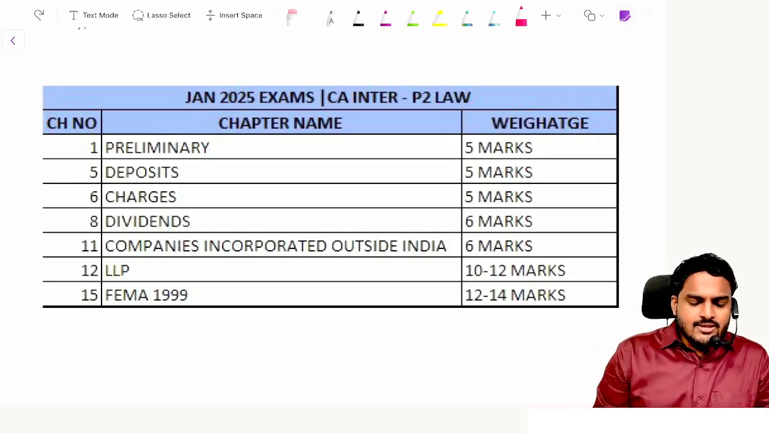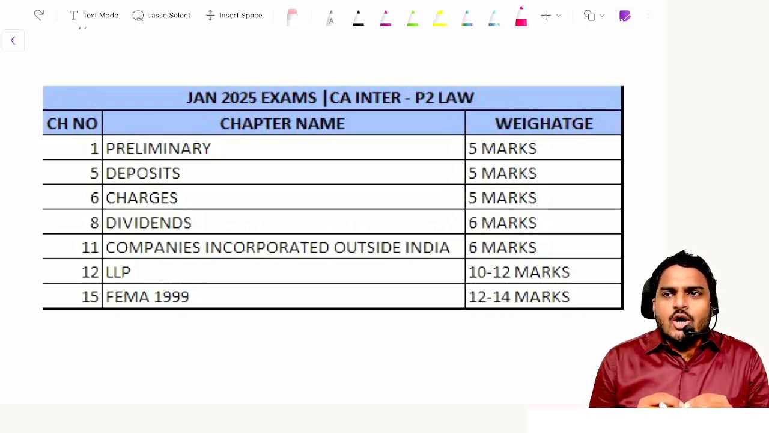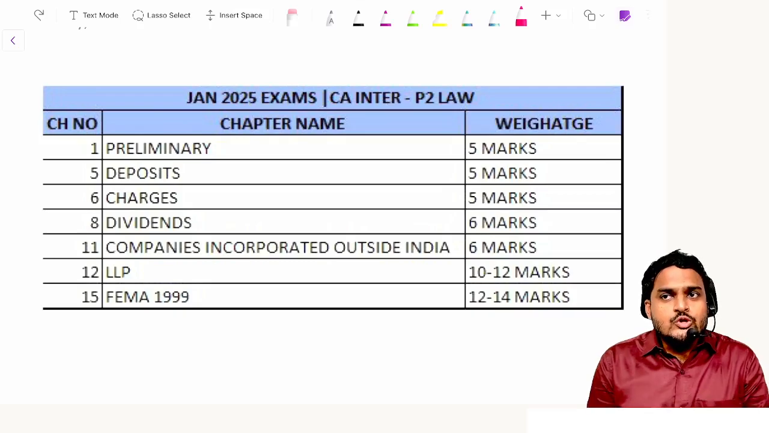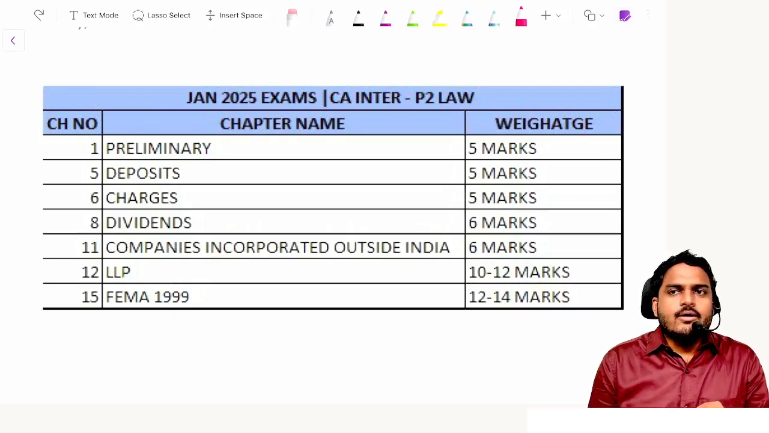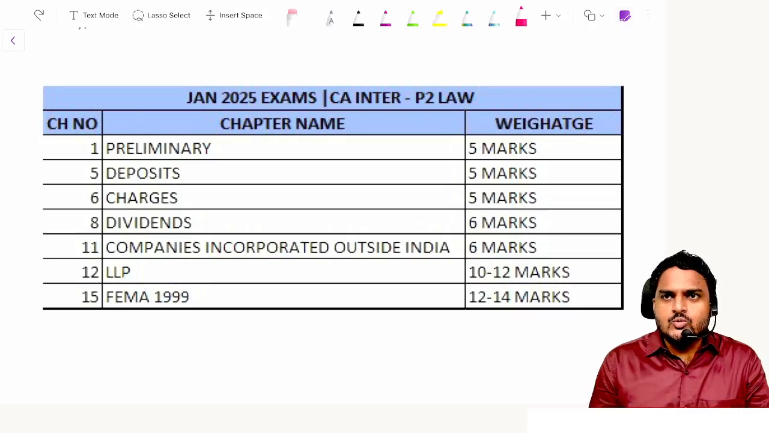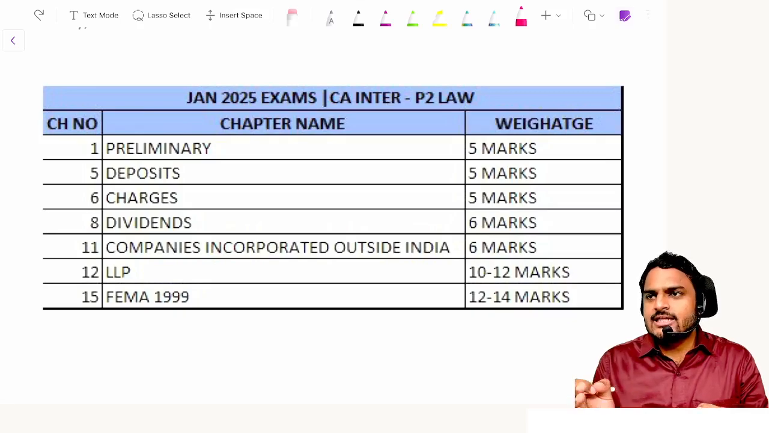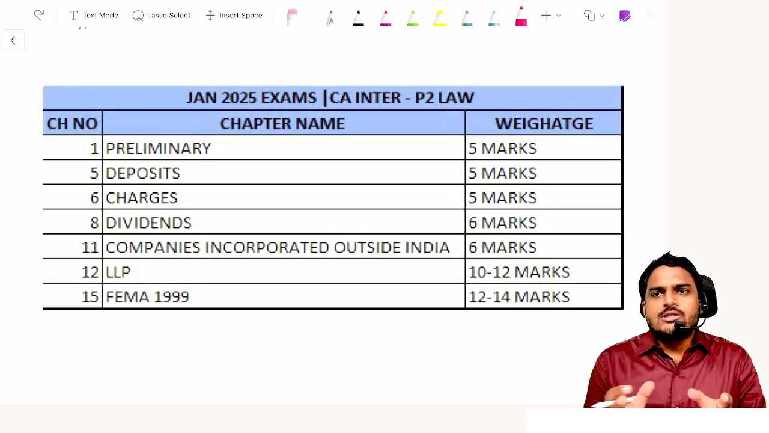Hello students, in this lecture I am sharing with you the concepts which you should prepare in minimum time and you can score maximum marks. Suppose if you look at our paper 2, corporate and other laws, it is having total 15 chapters: 11 chapters company law, 1 chapter LLP and 3 chapters other laws. So 15 chapters put together we had a weightage of 100 marks.